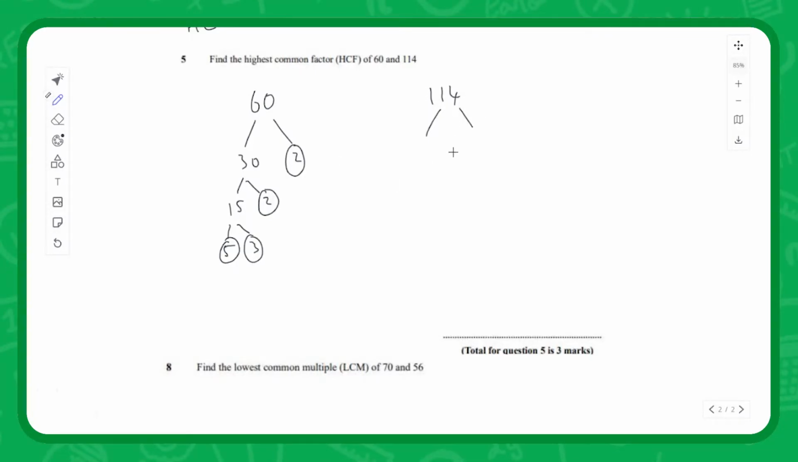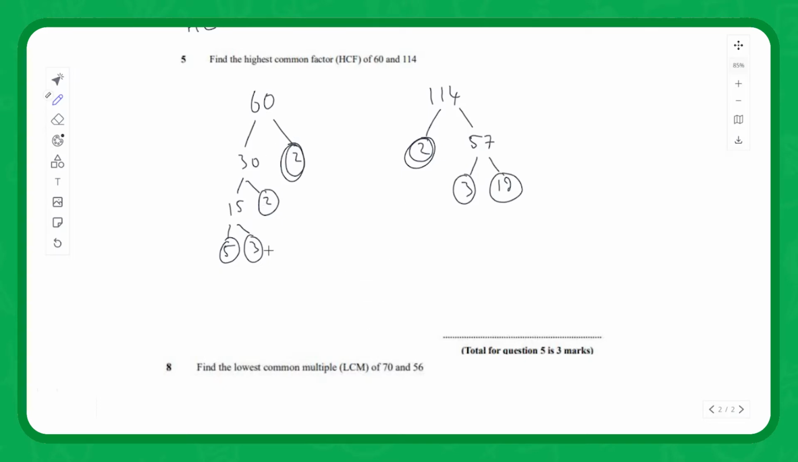Likewise with 114, if I split that into 2, that's going to give me 57. And I can then split that, that's a multiple of 3, so I can split that into 3 and 19. And 19 is prime. So I know I've reached the end of all my branches. And what we're going to do now is look at the common factors between these 2 numbers. So I've got a 2 here, I've got a 2 here and a 2 here, right? So I know 2 is a common factor of both these 2 numbers.